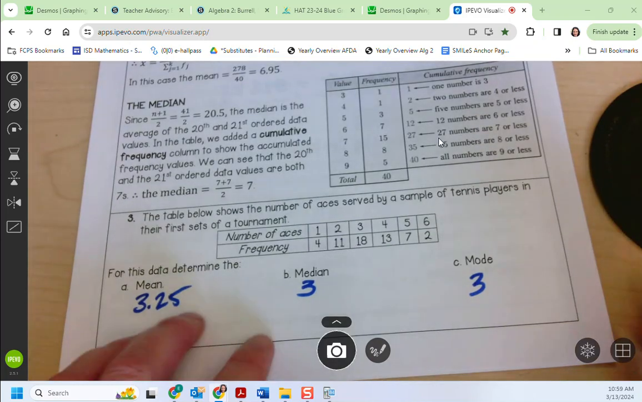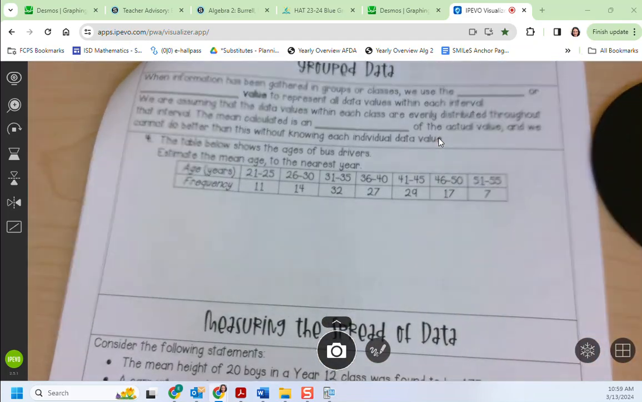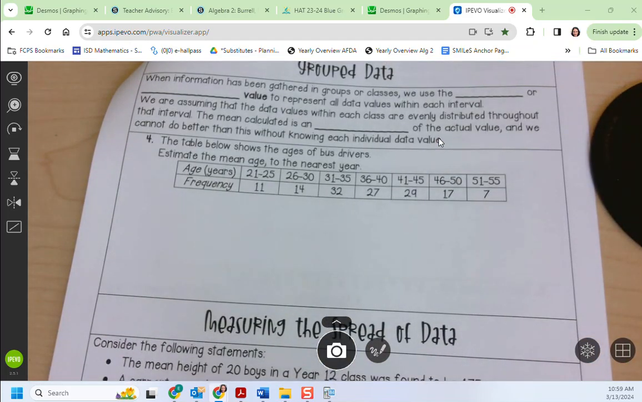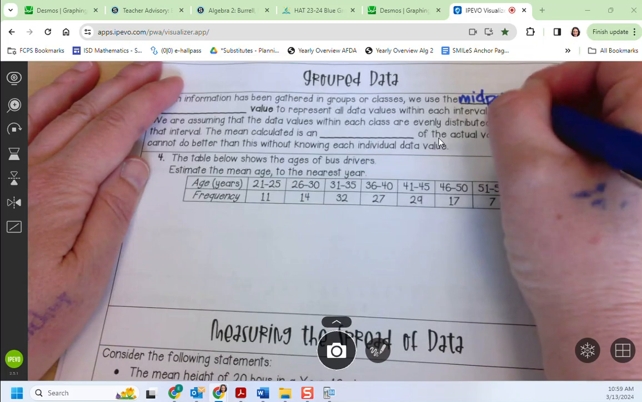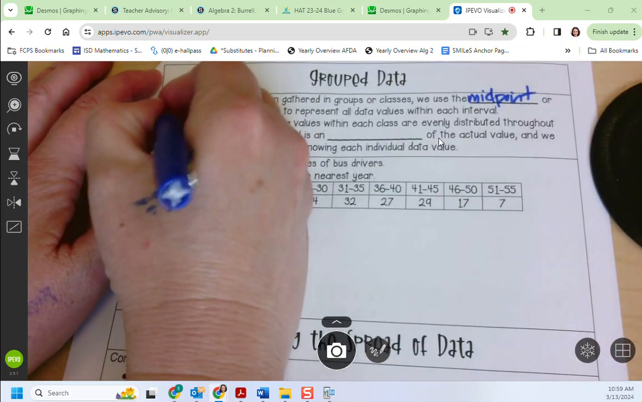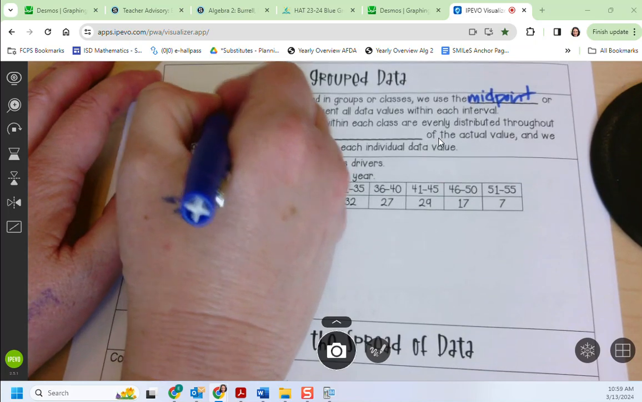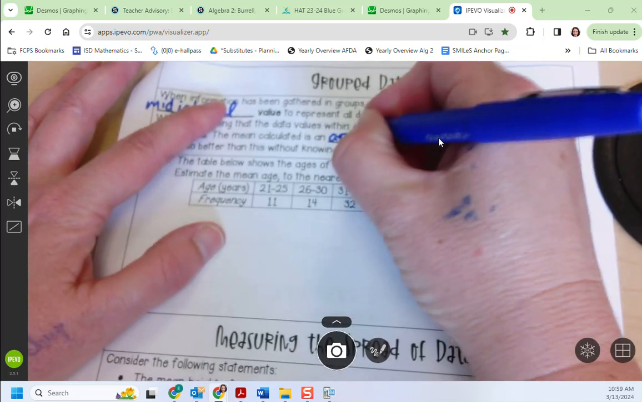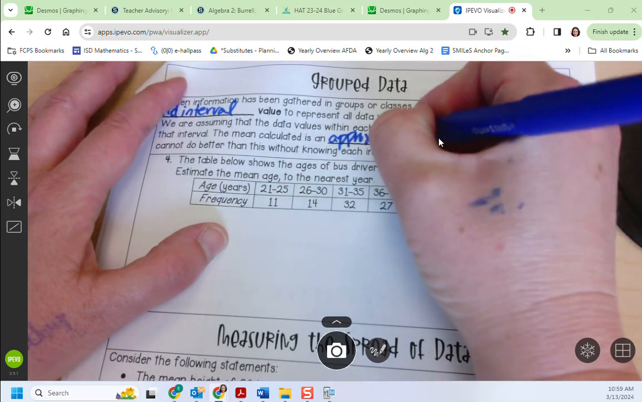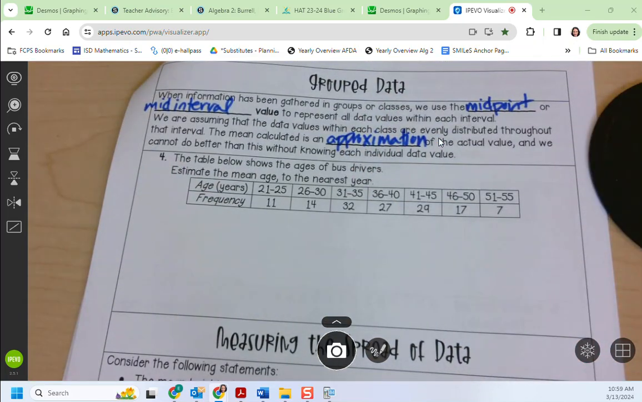All right, we got to talk about grouped data. When information has been gathered in groups or classes, we use the midpoint or mid-interval value to represent all data values within each interval. We are assuming that the data values within each class are evenly distributed throughout that interval. The mean calculated is an approximation of the actual value, and we cannot do better than this without knowing the individual values.